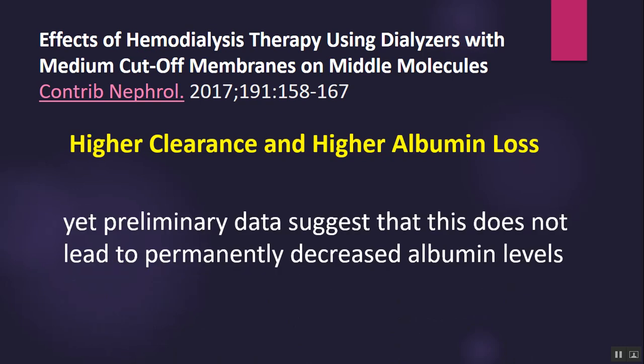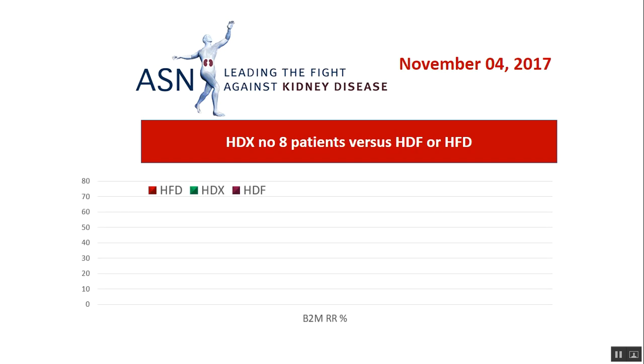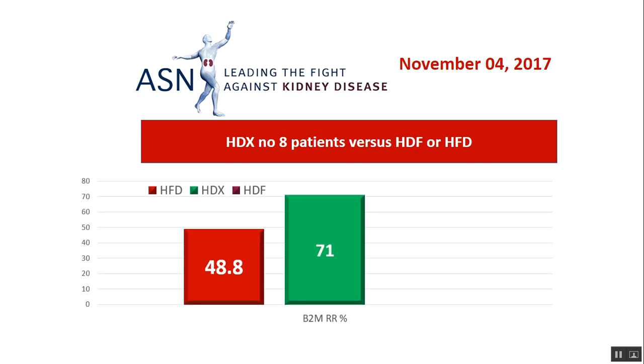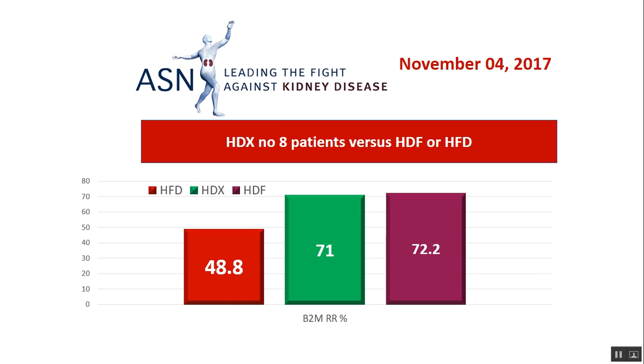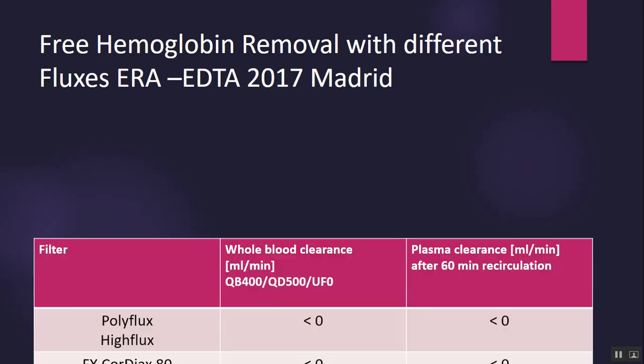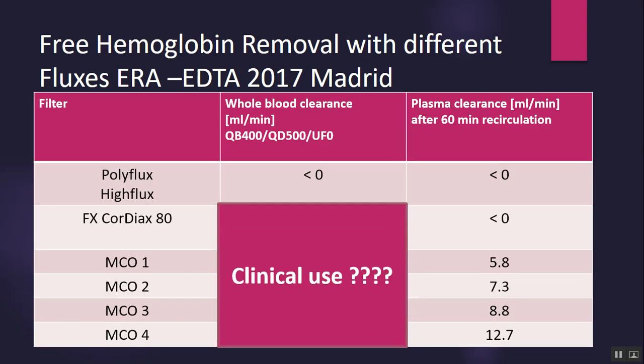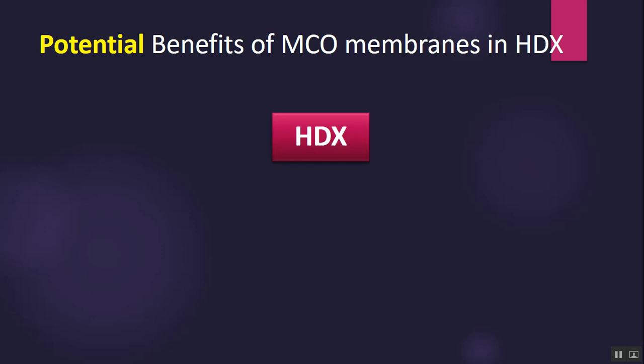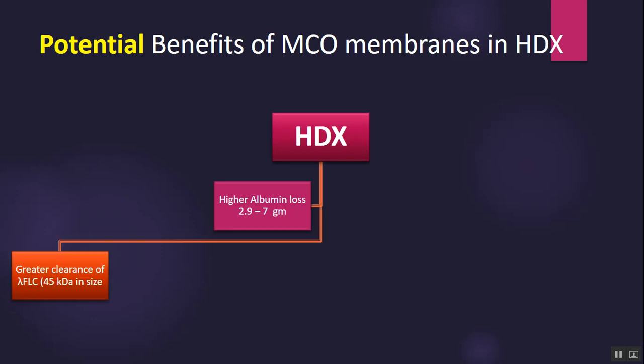Higher clearance comes with higher albumin loss. We have to remember that. Improvement in beta 2 microglobulin removal. Improvement in middle molecules, and even the clearance of free hemoglobin is high. Potential benefit: greater clearance of kappa and lambda.